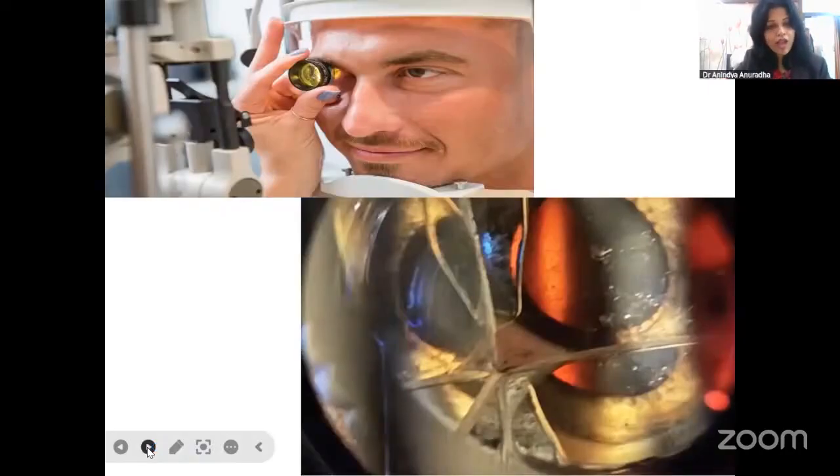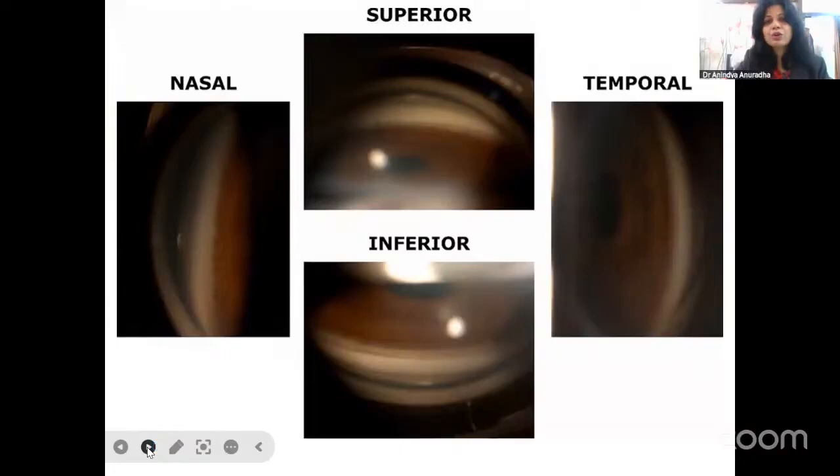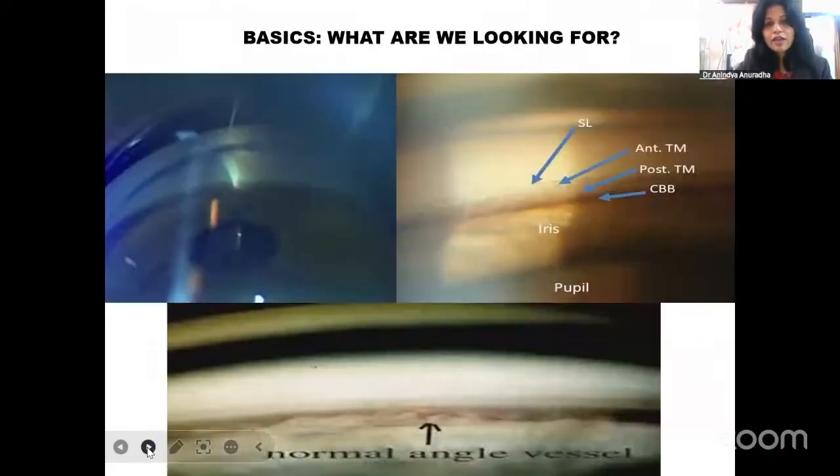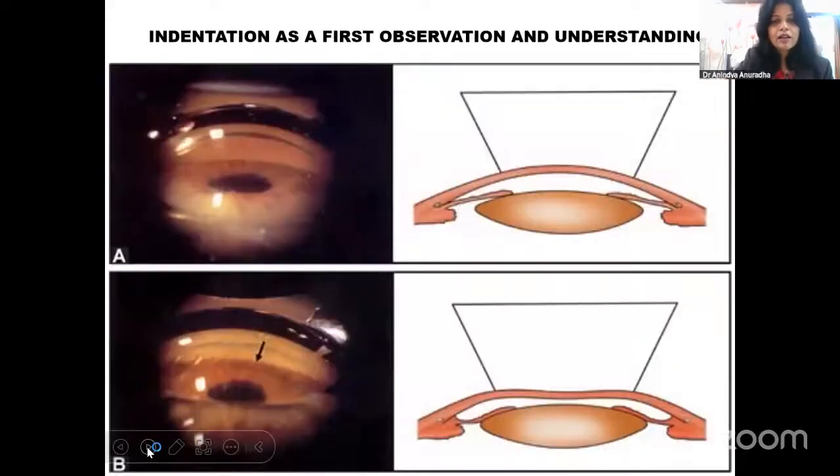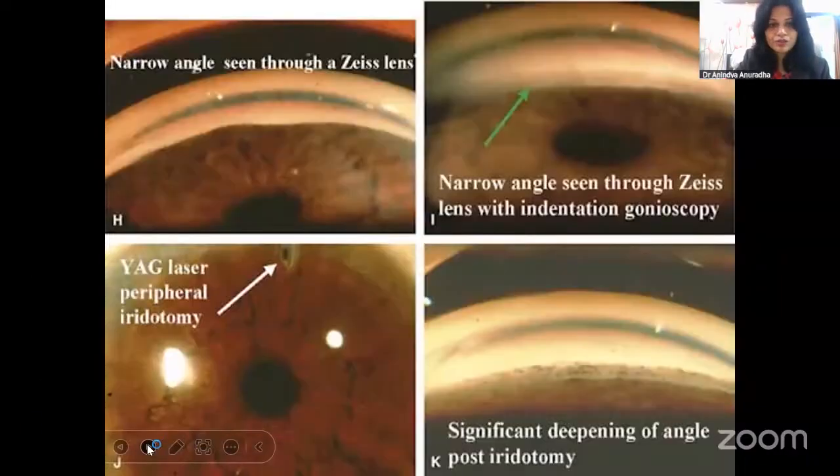So once you have a happy patient to go ahead with the gonioscope, this is how we see all the 4 quadrants. There are a few basic structures. It's all available in the book, so I'm not going into the detail. And this is indentation gonioscopy. You can see the corneal folds. That means indentation is happening. This is not the correct way to see the normal angle structures, but this is just to see whether it's a positional angle closure or a synechial angle closure.